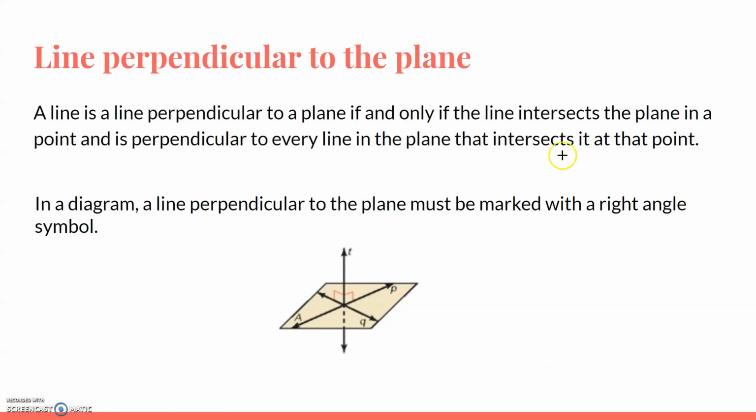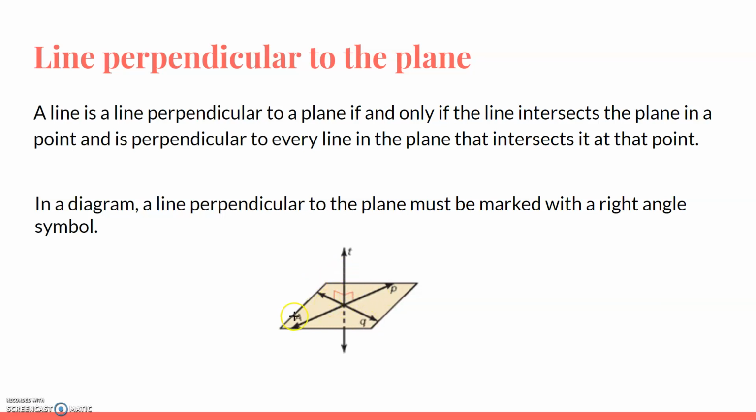Alright, so our final topic, a line perpendicular to a plane. A line is perpendicular to a plane if and only if the line intersects the plane in a point and is perpendicular to every line in the plane that intersects it at that point. So as we can see here in the diagram, it must be marked by a right angle. As we know, a perpendicular line tells us that it has a 90-degree angle, so it's a right angle.